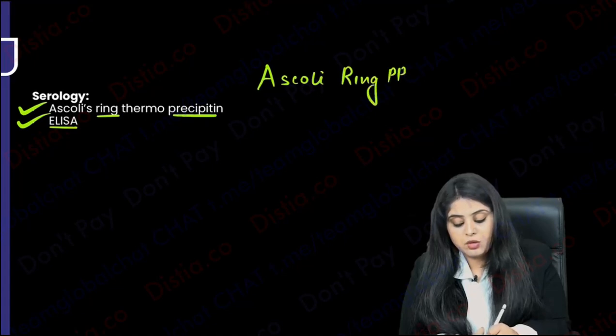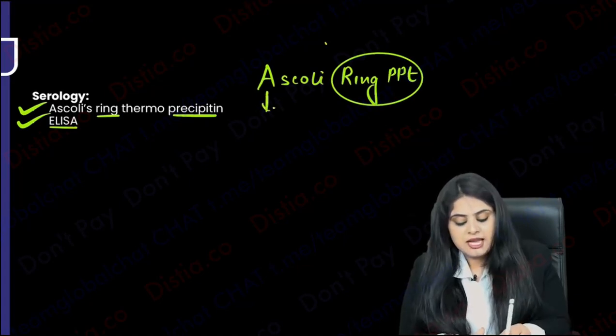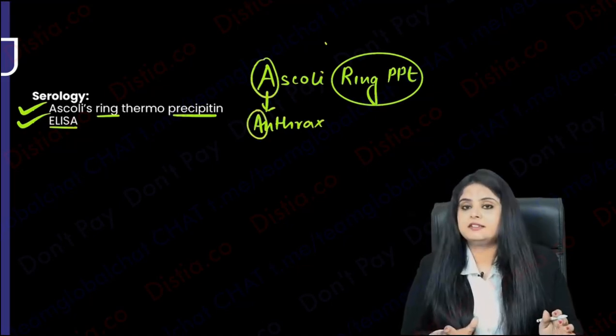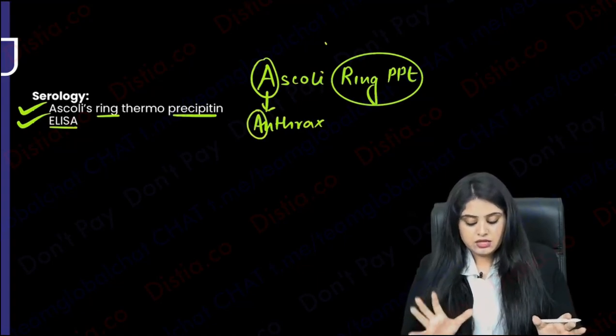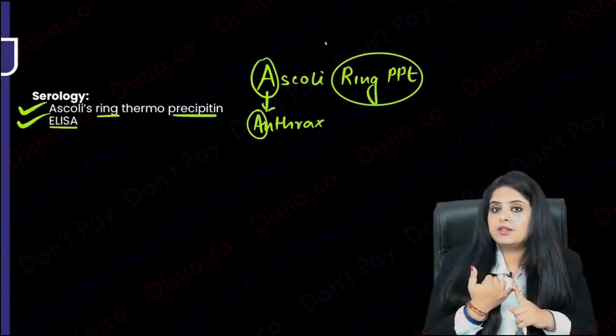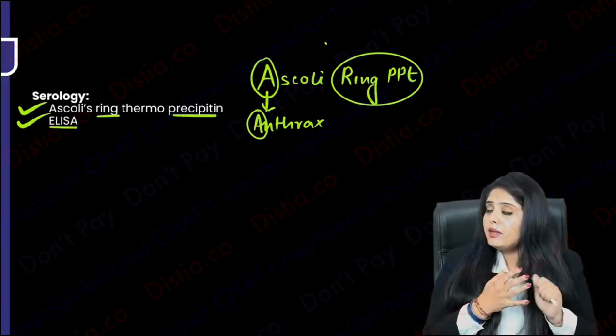It's a simple way of learning that Ascoli's ring precipitation test. Firstly, if someone asks you what kind of a reaction it is, in immunology you will say it is a precipitation reaction, and Ascoli will tell you that it is going to be present in anthrax. So this is the anthrax test, but nowadays everyone does ELISA. Are you ready with it? So now you understood with all of this that the agent is dangerous, quite a dangerous agent. I need all my precautions with it.